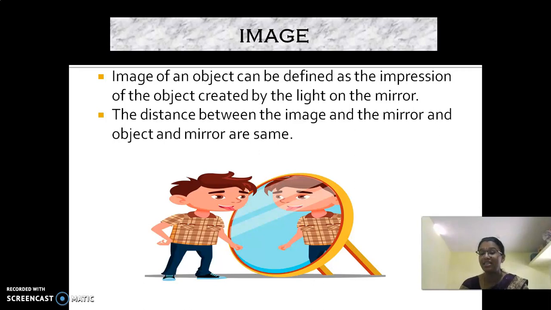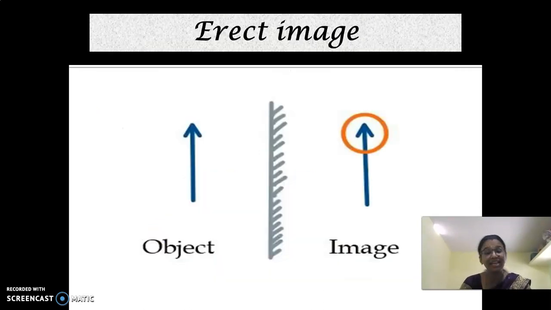So based on this, I said you have two types. What are they? Erect image. What is that erect image, children? If the object is like this, the image also will be the same as that. And then the second type is the inverted image, which is opposite, that is, upside down. The head will be down and the legs will be on the top.